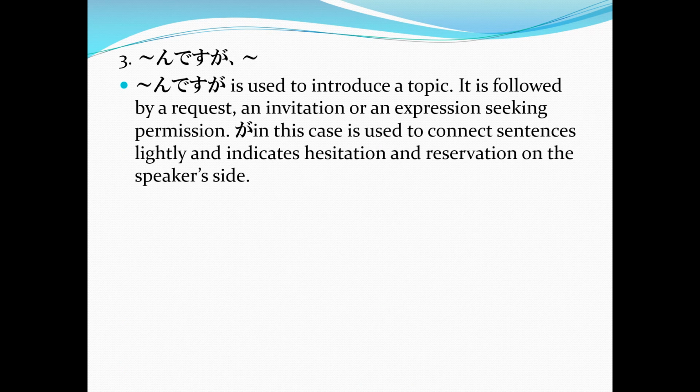Now, we have nani nani desu ga, then another sentence. Again, desu ga. Desu ga is used to introduce a topic. Now, the next sentence is a request. Desu ga is used to introduce a topic, and then it is followed by a request, an invitation, or an expression seeking permission. Ga in this case is used to connect the sentences slightly and indicates hesitation and reservation on the speaker's side. Now again, we're using desu ga because even if we are requesting or inviting or seeking permission, there is a quiet hesitation on our part.